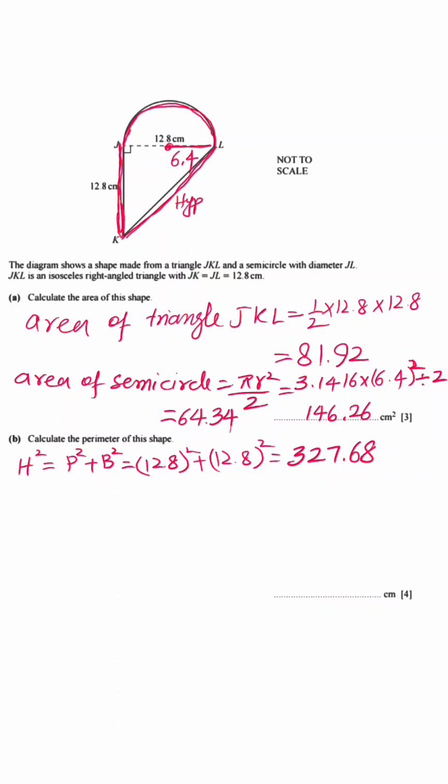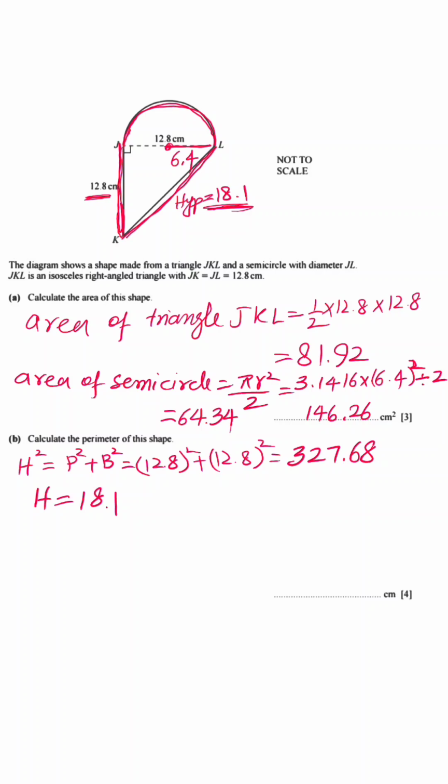Square root of 327.68. So this value is 18.1. H is 18.1. We can write it in the figure here, 18.1. So then this 18.1, 12.8. The length of the boundary includes this 18.1, 12.8 and this circumference of the semicircle.